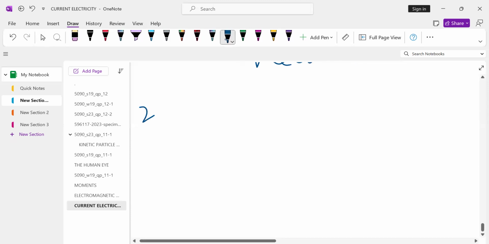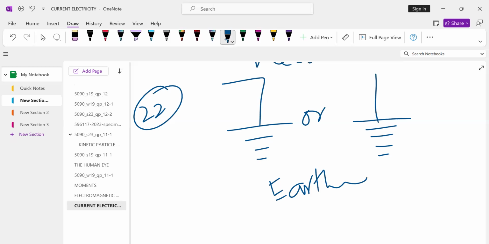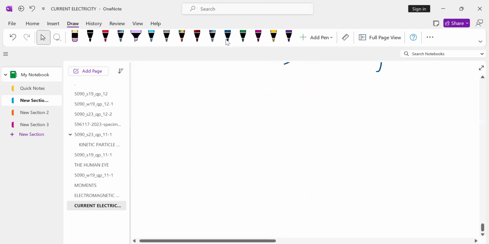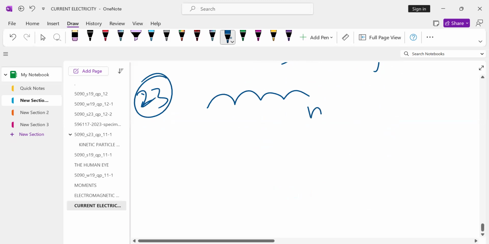Then we have the symbol for earthing. We have two symbols for earthing, but you can remember any one of them. The first one is this, and the second one is this. So this is the symbol for earthing. Then we have the symbol for a magnetic coil, which would be the 23rd, I think. So this is the symbol of a magnetic coil.